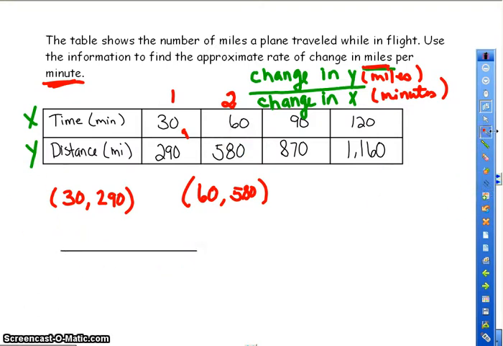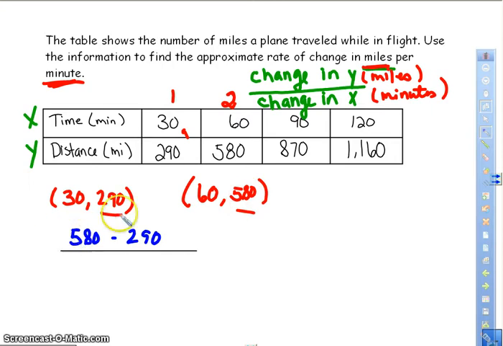Since my change in y goes on the top, I'm going to take my y coordinates and subtract them from one another. You can either take 290 minus 580 or 580 minus 290. I'm going to take the larger number first because I want a positive answer, but you could do either way. Because I put 580 first, the 60 has to go directly underneath it, because this is the y and the x from the same ordered pair. So I'm going to take 60 minus my other x, which is 30.